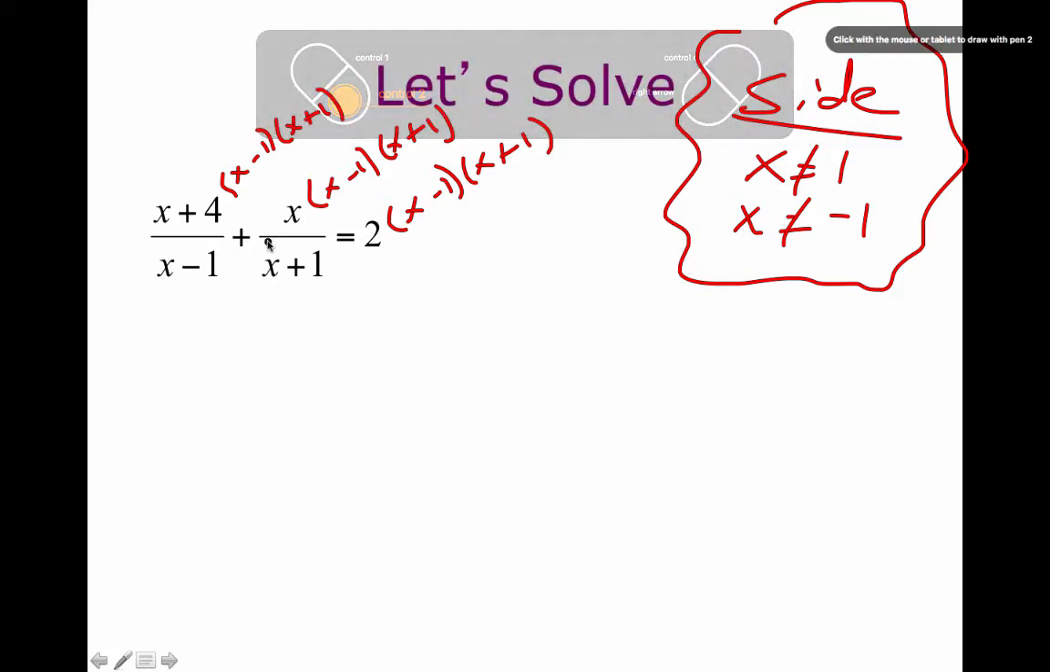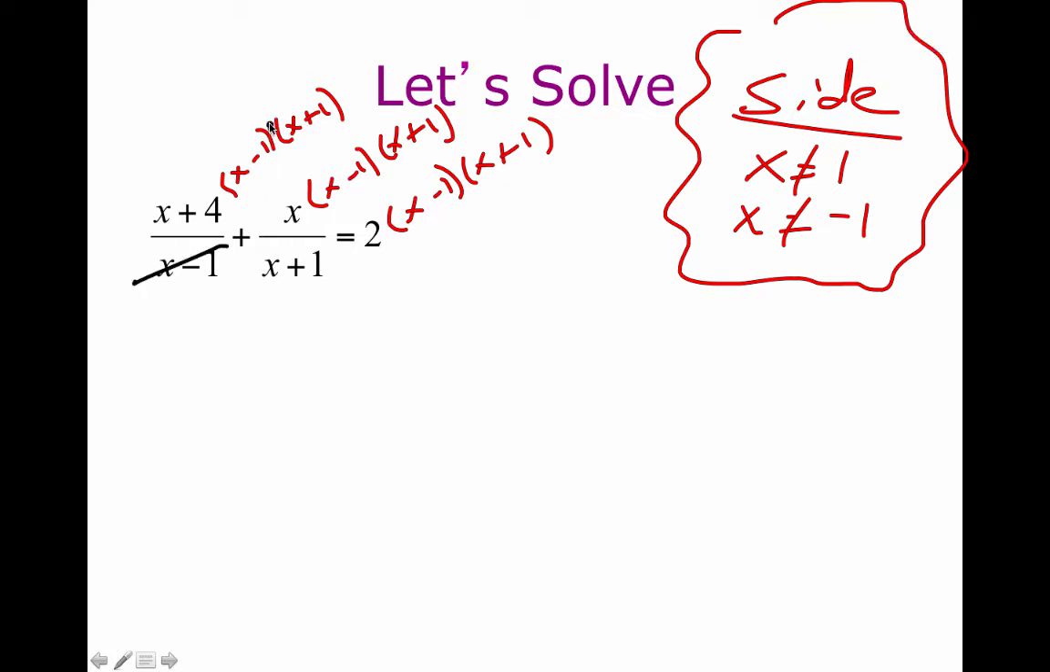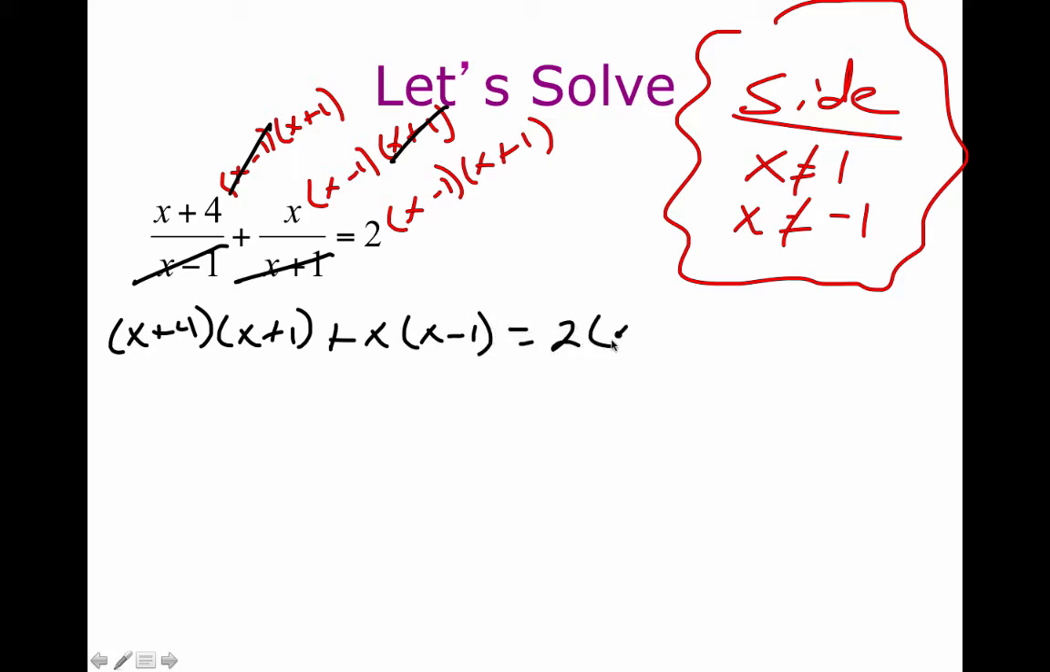Why are we doing this? We are clearing the fractions. This and this cancel out. This and this cancel out. So what do I have? I've got x plus 4 times x plus 1 plus x times x minus 1 equals 2 times x minus 1 times x plus 1. Now I'm going to solve this problem.